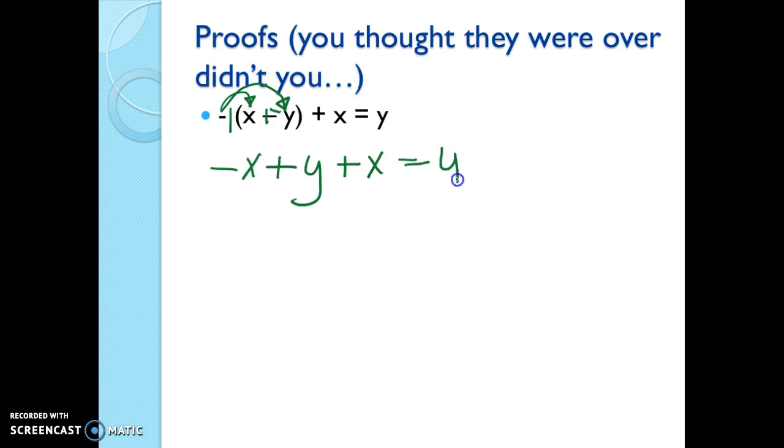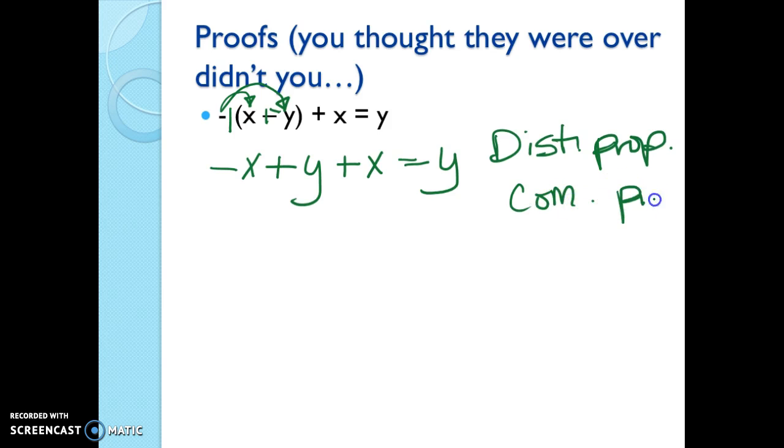And what did we do? We applied the distributive property. What do we do next? Well, let's get our x's together. To do so, we need to apply the commutative property. If you need to moo like a cow to make that happen, that's okay.